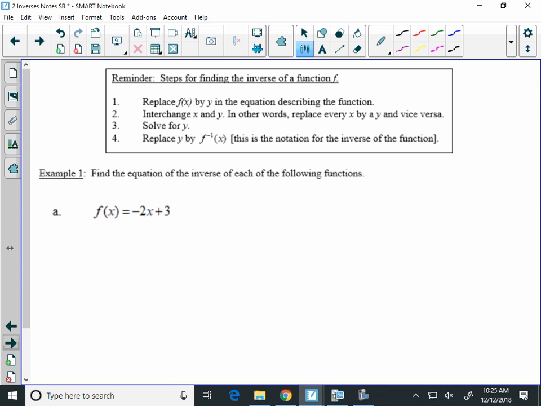All right, now we're just going to practice a couple more times with finding the equations of inverses here. Okay, a couple more here, A, B, and C, and then we will move on to some stuff with composition.